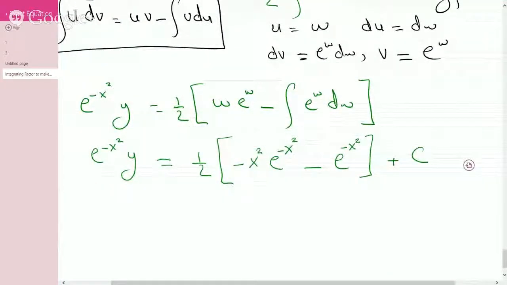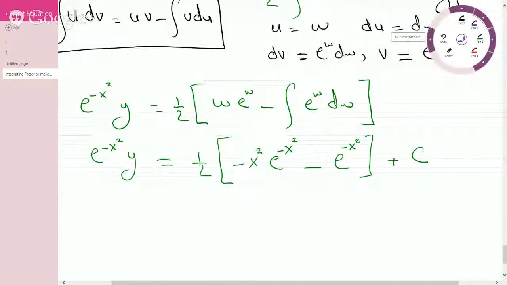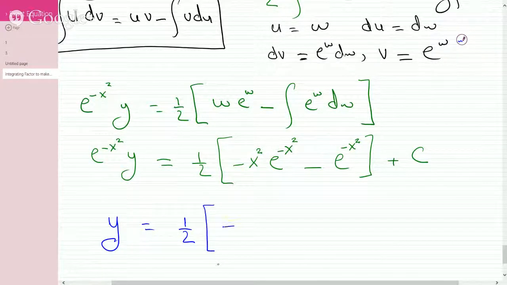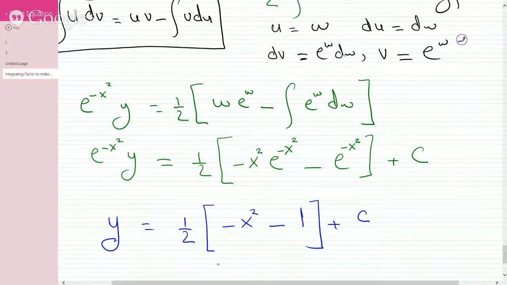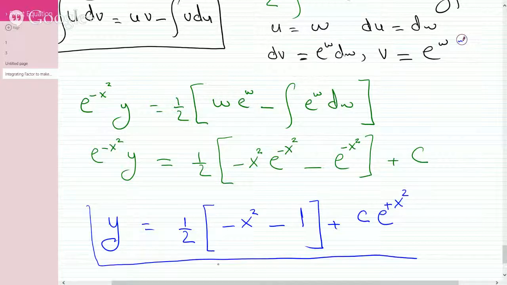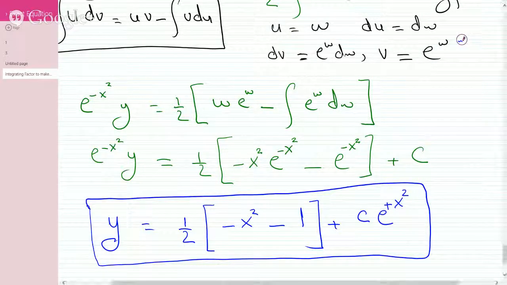And now finally, we're done with the integration. To find y, we will divide by e to the minus x squared. So we will get y equals 1/2 minus x squared. And we divide each one of these by e to the minus x squared. And this one will give us minus 1, plus c over e to the minus x squared is the same exact thing as c e to the plus x squared. So this will be the solution of our differential equation using the method of integrating factors.